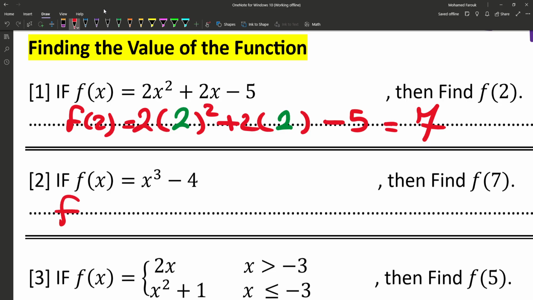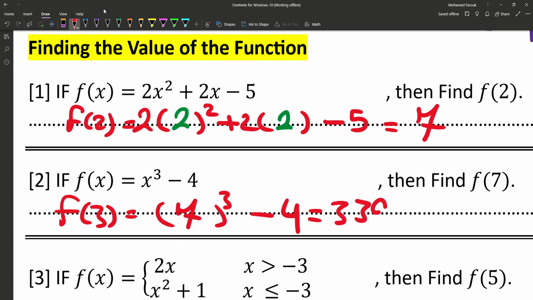If you need to get f of 3, all you need to do is make a space for x so that you can plug in your numbers. So put 7 here. 7 plus 3, 350 minus 7, so it will be 343. 343, yes. Minus 4, it will be 339.